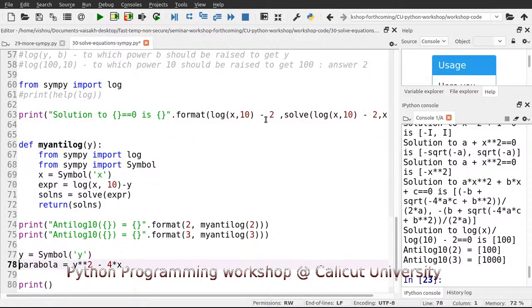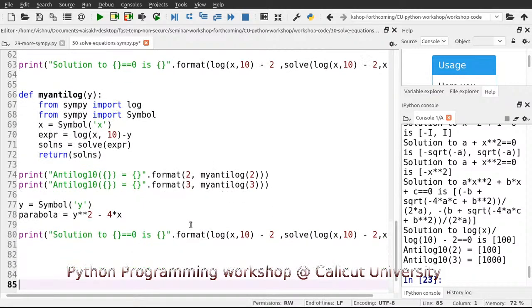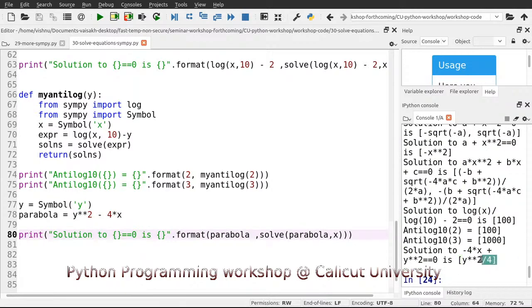Just use the same print statement once again to save some typing. Multiple symbols are involved there. So y square equal to 4x. So this can be okay. If you solve it for x, the solution is going to be y square by 4. Okay, x is equal to y square by 4.